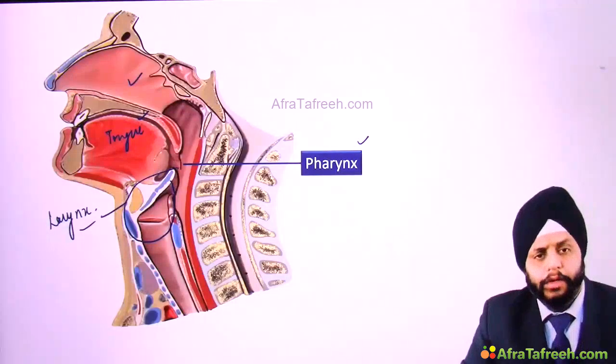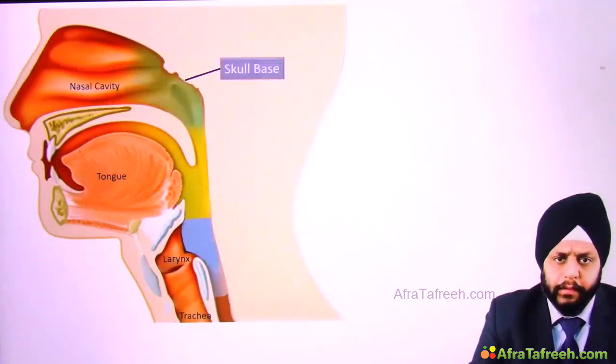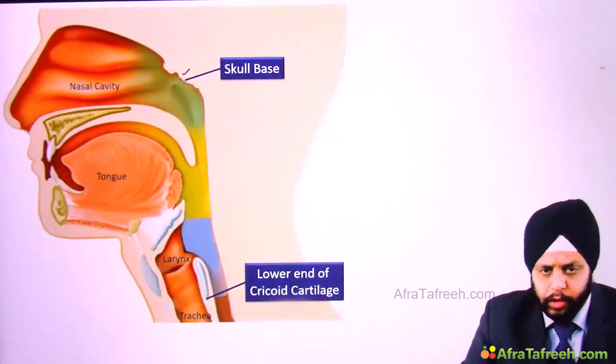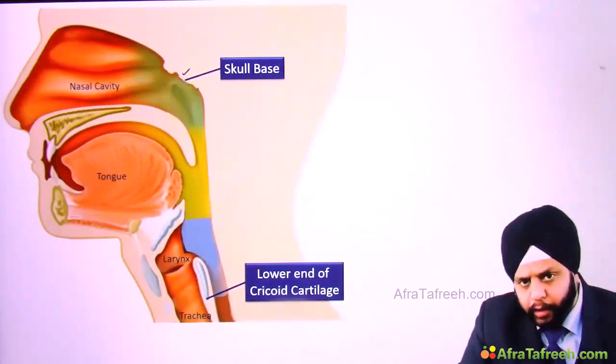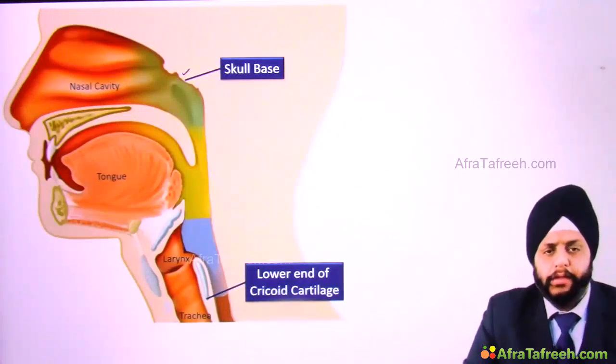Let's look at the boundaries of the pharynx. The pharynx extends from the skull base, you can see over here, that's the skull base, till the lower end of cricoid cartilage. Remember, the lower end of cricoid cartilage marks the end of pharynx and the start of esophagus, right? So that is the extent of pharynx.